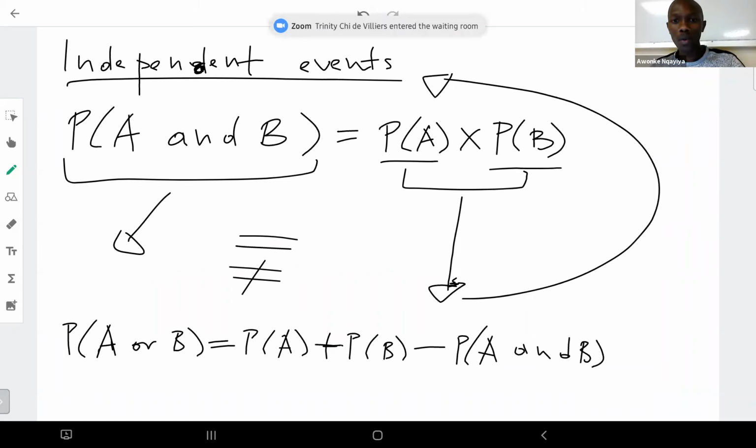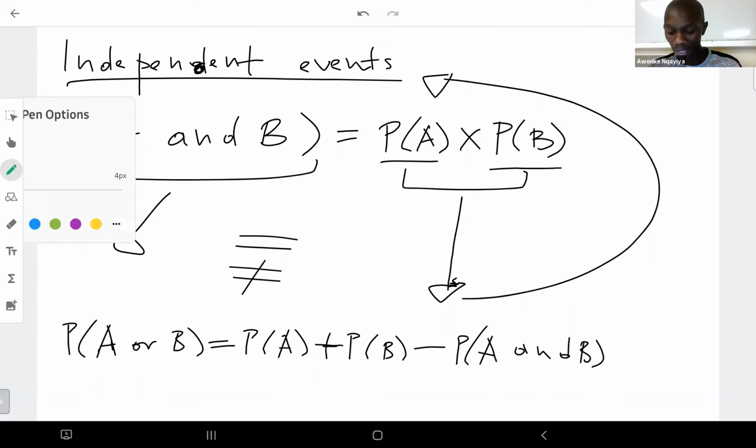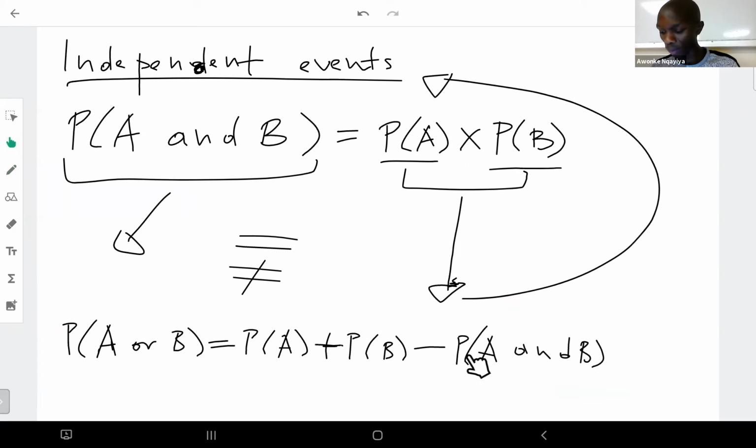So when we are told that these two events are independent, there is something that we can change in this formula, which is the last term. We can change the last term because we are told that these two events are independent. And once we are told that they are independent, we know that the probability of the intersection of A and B is equal to the product of those two probabilities, the probability of A multiplied by the probability of B.